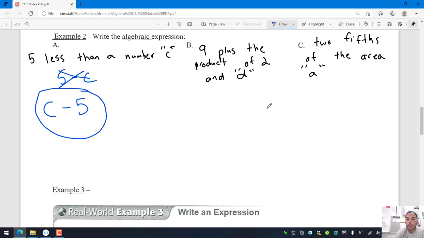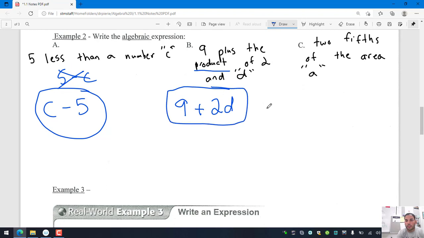Okay, here's another example. 9 plus the product of 2 and d. No real trick words here. Let's just go through it piece by piece. I'm going to start with a 9. And I see this word plus, so I'm going to use addition in some format. 9 plus the product of 2 and d. What does that word product mean? Product means multiplication. What am I going to do with 2 and d? I'm going to multiply those two things together. 2 times d. I can write it just like this, and that is my answer right there.